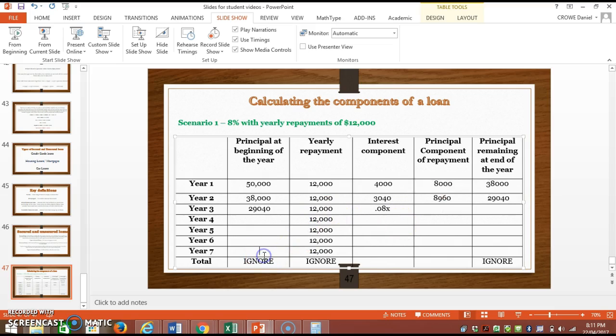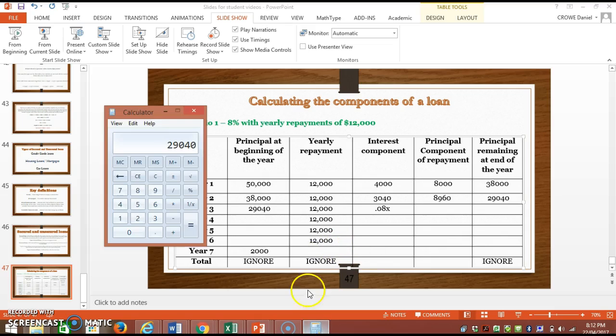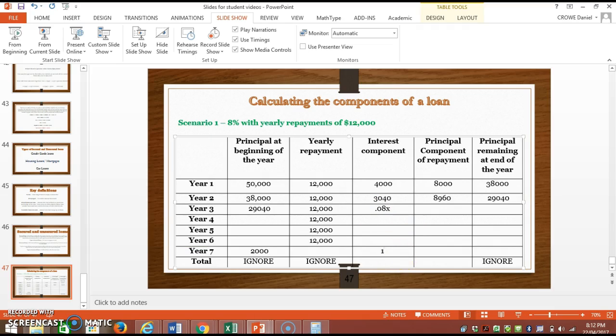When you get to your last year, let's say I had $2,000 left on my loan in the last year. What you need to work out is first your interest component. So if I had $2,000 left, it would be 2,000 times by 0.08, so it'd be 160, which would make my final repayment in the last year $2,160, because I'm going to pay off my whole loan. So my principal component will be 2,000, but I also have to pay an extra 160 for that interest in that year as well.